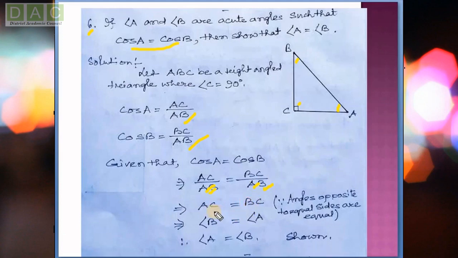Now why did I write angle B equals angle A? Because in the bracket you see, angles opposite to equal sides are equal. AC is there, its opposite angle is B, so write B, and BC's opposite angle is what? BC's opposite angle is A. That is why I wrote angle B equals angle A, and that bracket line is very important, so you must write this and arrange properly. It will be angle A equals angle B, shown.